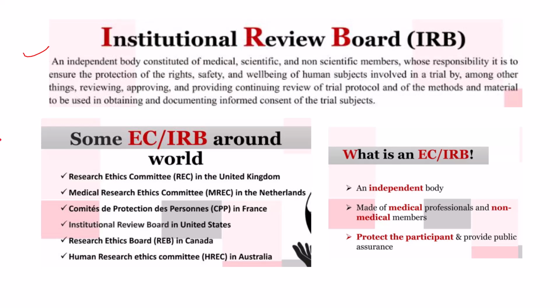So some ethical committees or institutional IRBs around the world are the Research Ethics Committee in the United Kingdom; Medical Research Ethics Committee in the Netherlands; Comités de Protection des Personnes in France; Institutional Review Board in the United States; Research Ethics Board in Canada; Human Research Ethics Committee in Australia. Now, what is an EC or IRB? It is an independent body made up of medical professionals and non-medical members also. It protects the participants and provides public assurance.